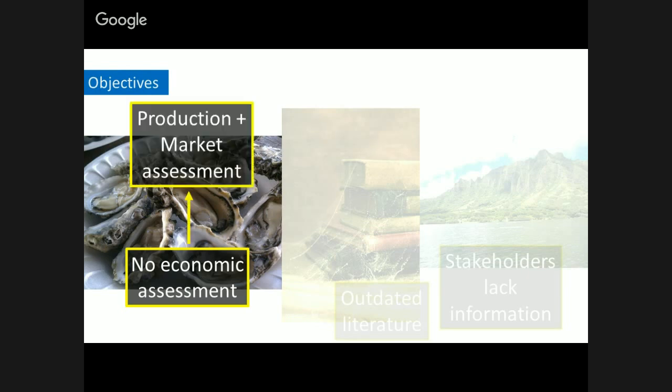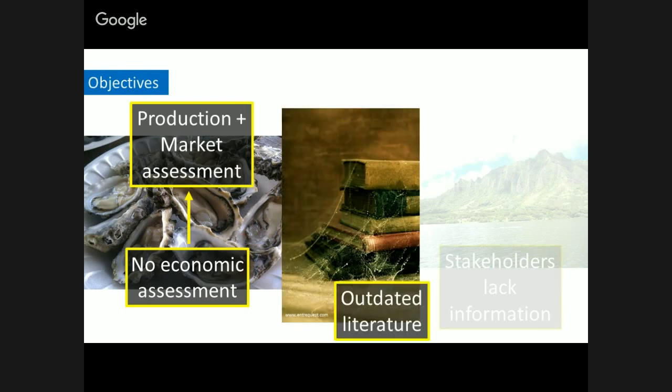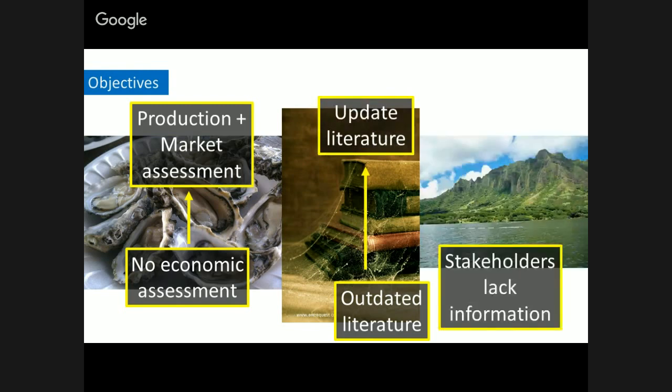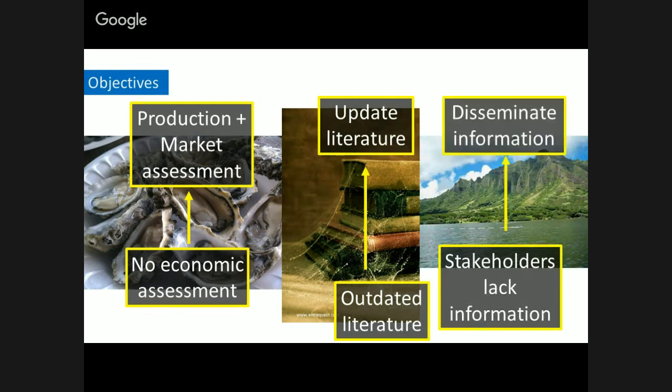So my project aims to solve these problems. Where we have no economic assessment, my first objective is to conduct both a production and a market assessment. By production, I mean, what are the costs, and is it something that's worth undertaking in light of these costs? And on the market side, we want to find out if people are even interested in something grown here locally when they've been eating imported oysters for years. As for the outdated literature, that's simple enough. I'm going to do the research, aim to publish, and hopefully I can update the literature. And where stakeholders lack information, I want to take the research I do and disseminate it and make it publicly available.